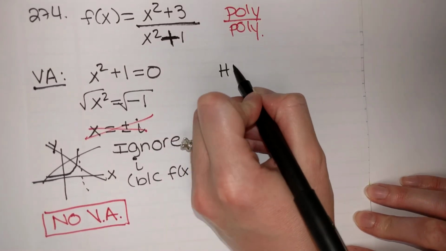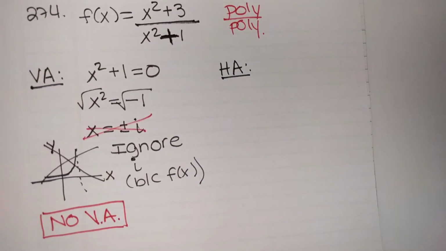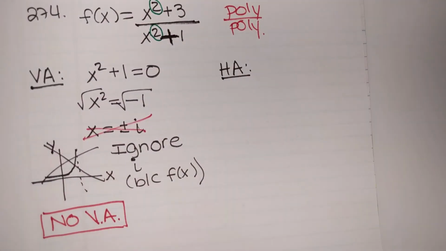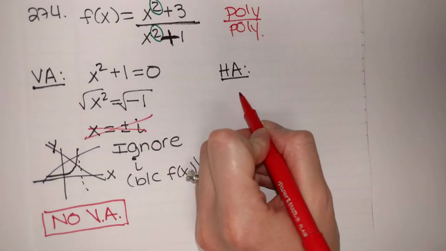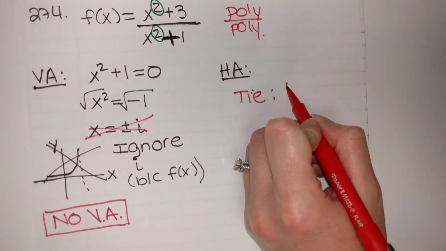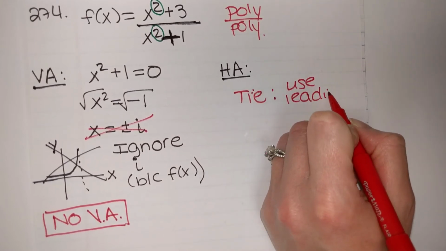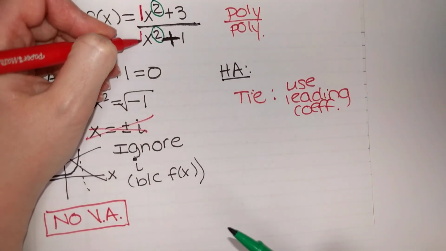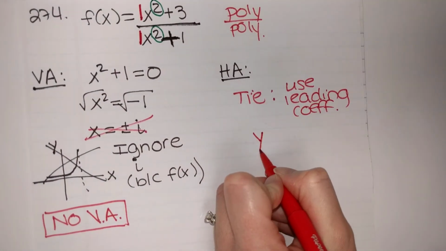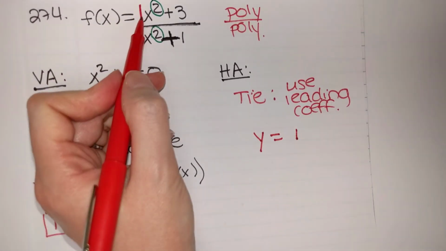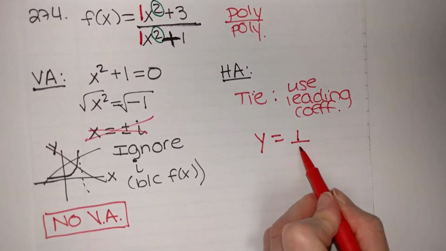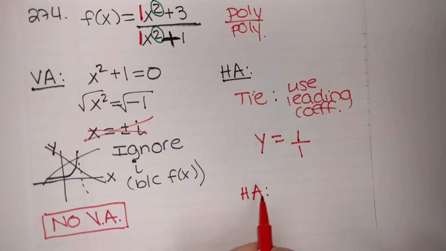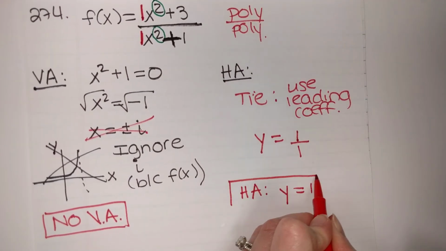For the horizontal asymptote, we look at the highest powers. So in this case, we have a highest power of 2 in the numerator, 2 in the denominator. So that tells us that there is a tie. And when there's a tie, we use the leading coefficients. So the leading coefficient here is 1. The leading coefficient here is 1. So we'll have y is equal to 1, the numerator's leading coefficient over the denominator's leading coefficient. So that tells us that our horizontal asymptote is going to be y is equal to 1.